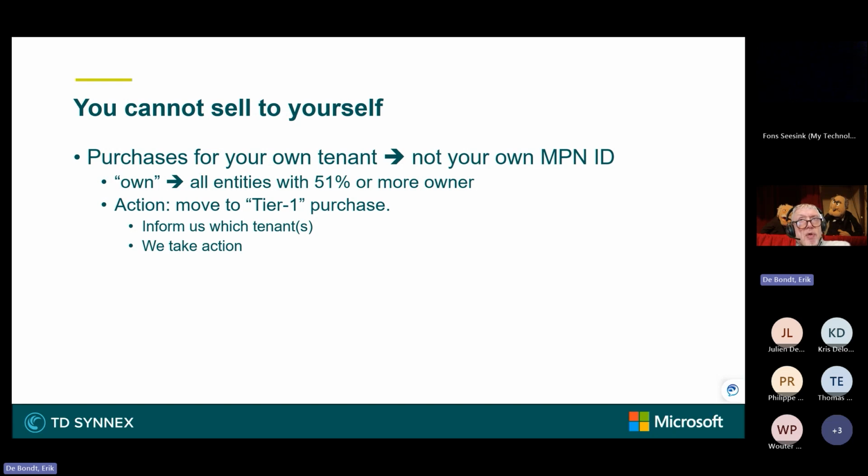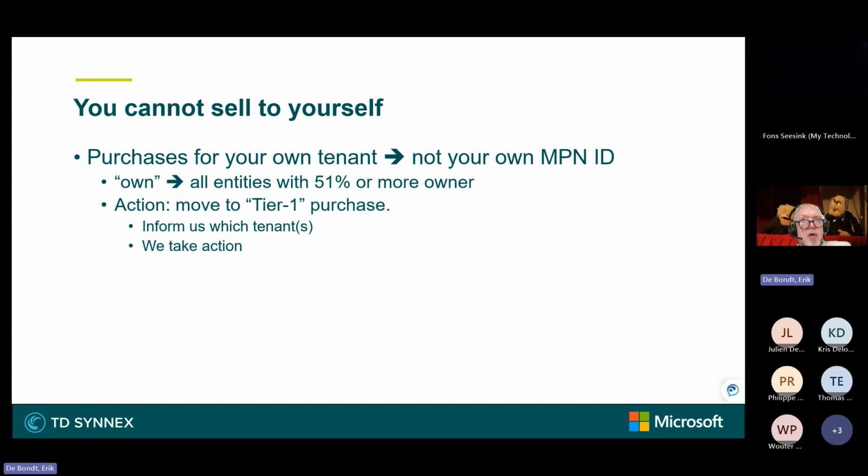What does Microsoft call your own tenant? Every tenant where you have 51% or more of the shares is considered your own tenant. Give an example: you have your company today, which does your normal IT business. You have a daughter company, for instance a call center. You own 51% of the second business. Basically, for Microsoft, it is still your own environment. You're not allowed to buy yourself licenses for either of the two tenants.